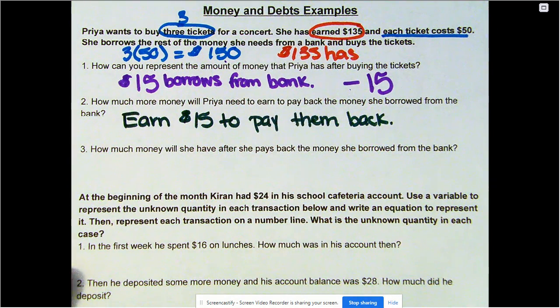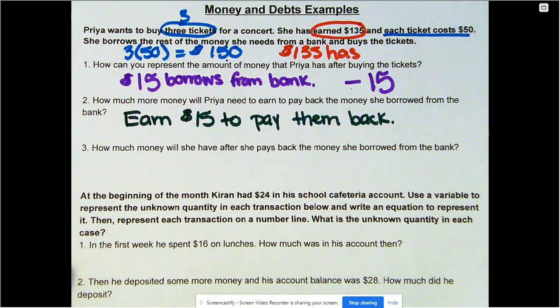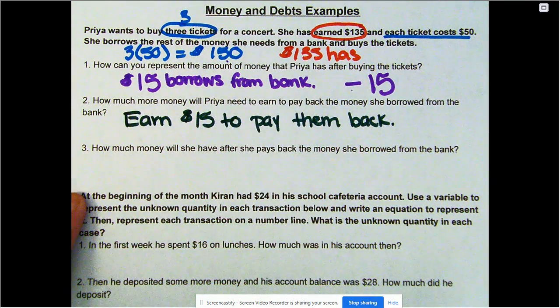How much money will she have after she pays back the bank? After she pays back the money she borrowed from the bank. So if she's in debt 15, she pays them 15. Now what does she have in her bank account? She's down to nothing. Okay, so let me write that down again. So she owes them $15.